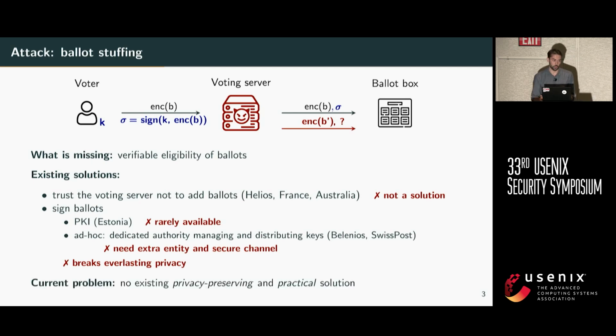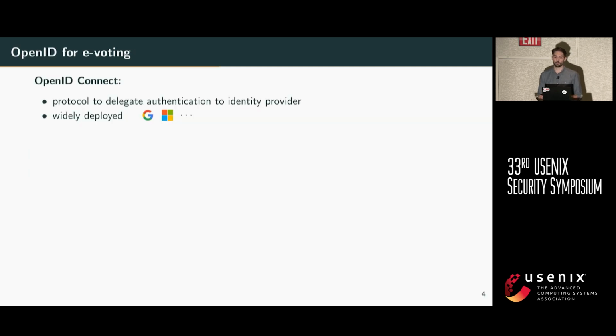So currently there is no solution that fixes ballot stuffing and both preserves the privacy of the voters and is practical enough. We first looked into the practicality aspect of it, and searched for existing infrastructure that could provide this signature that we need. So we looked at the OpenID standard. OpenID Connect is a protocol that allows to delegate the authentication to a third party. It's widely deployed, so many big tech companies, but also governments, provide such a service.